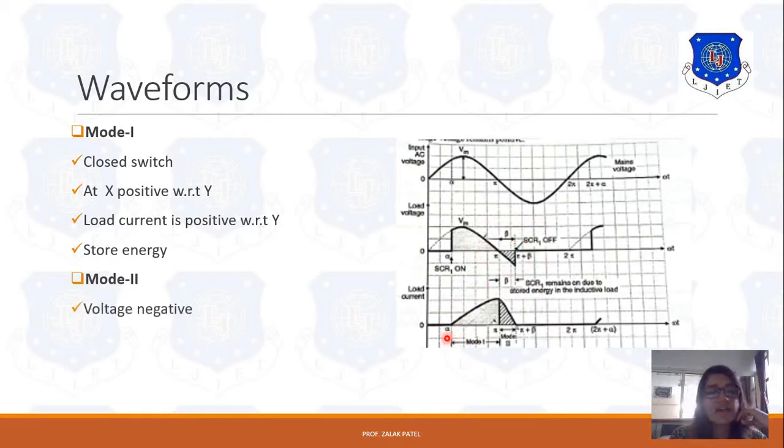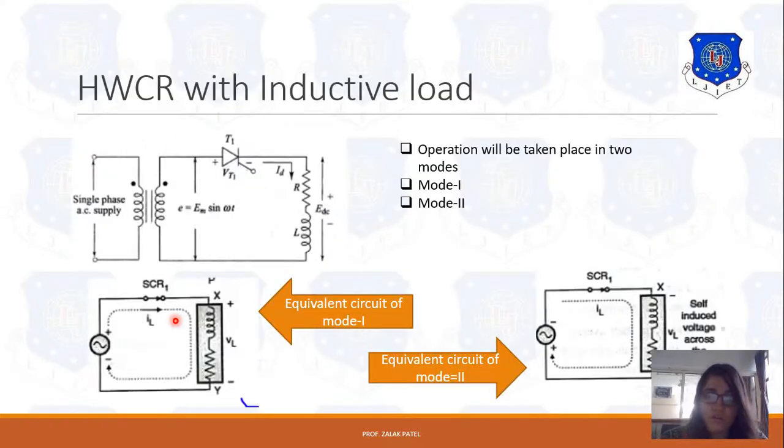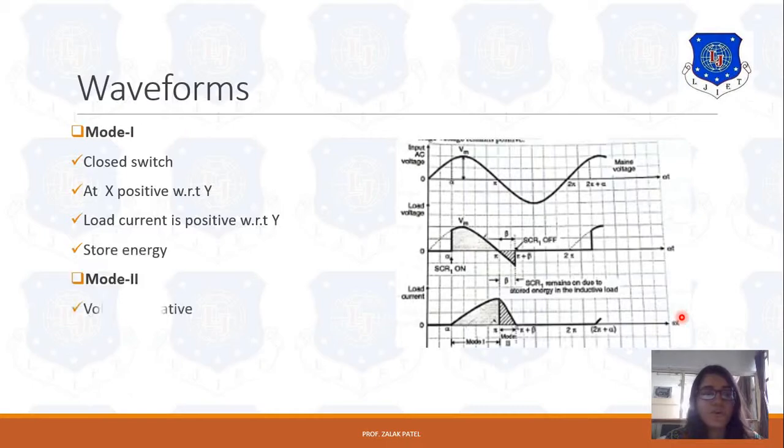So in this case voltage will be negative. Why will the voltage be negative? Because if you see the last figure of the inductive load, this figure, then over here you can see that X is comparatively at negative polarity compared to the Y terminal. That's why the voltage will be negative across the load for mode 2.